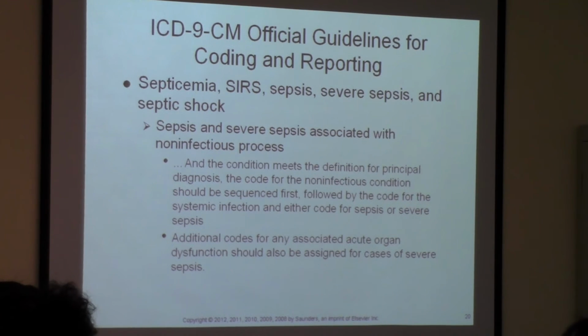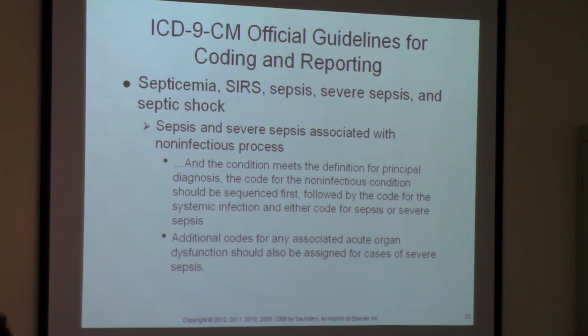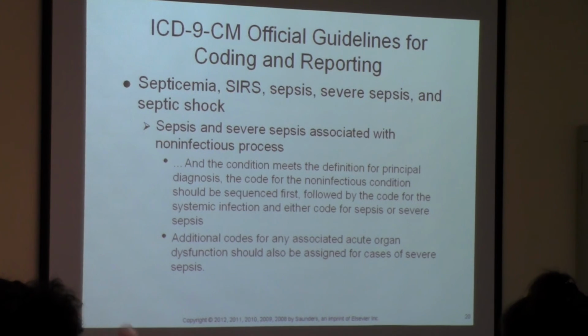So basically what they're saying is that if you have a non-infectious process and you get sepsis, you're going to code for that non-infectious condition first, and then you'll code sepsis second. Like if you had a burn or a fracture, because sometimes fracture or trauma can cause you to become septic. Additional codes for the associated acute organ dysfunction should also be assigned for cases of severe sepsis. So if you have a non-infectious process and you have sepsis or severe sepsis, you're still going to use the same sequence, except the non-infectious process code will be in the beginning.